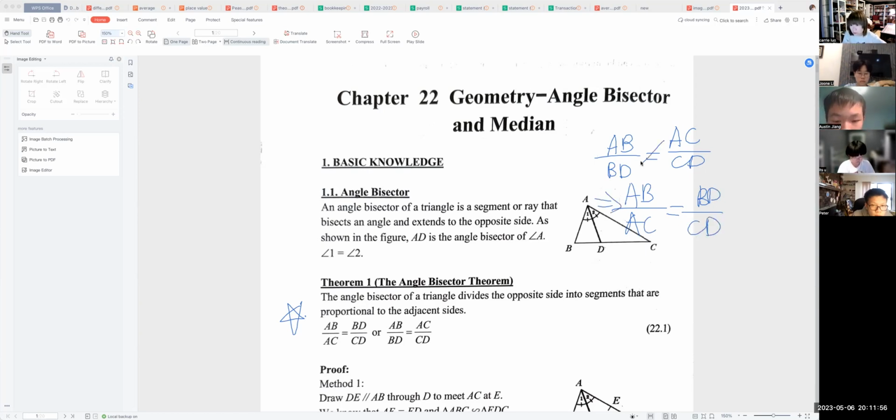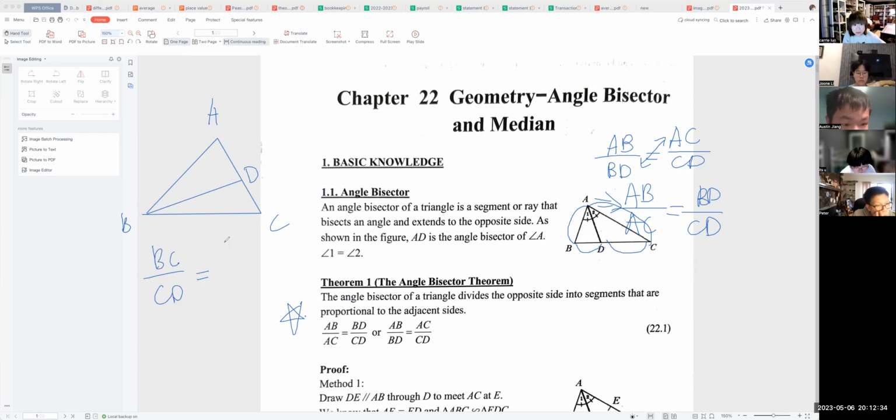How do you get this one? You just switch them. Correct, everybody? Now, how to remember that? It's just this line to this line equals this line to this line. If I have a triangle like that, Peter, with A, B, C, and a line BD that bisects angle B and makes D here, then BC to CD equals AB to AD, correct?